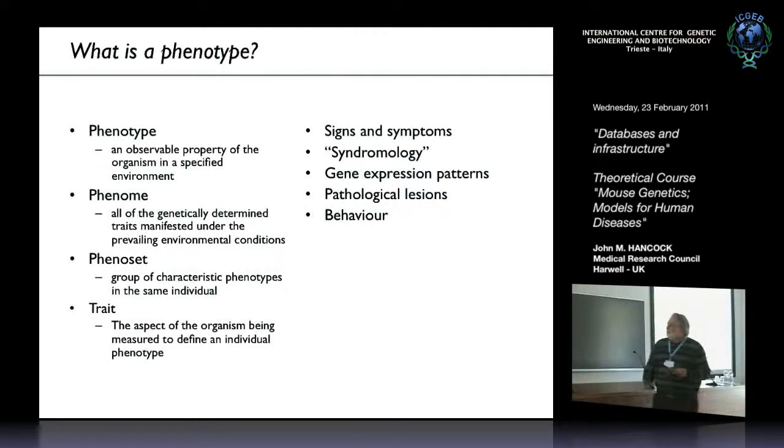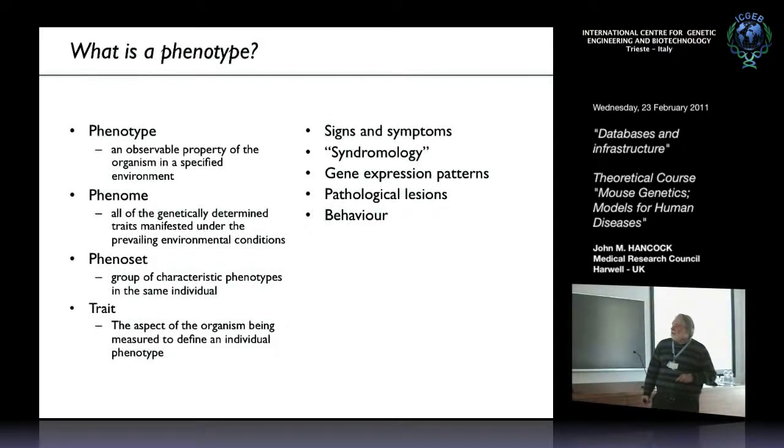The phenome is the set of all genetically determined phenotypes. Now, this is slightly problematic because it's an open definition. The phenome is almost infinitely large because you can always measure more things. But basically what it's intended to do is to express the idea that there's a whole set of things that you can measure about an organism, and some of them are measured as phenotypes.